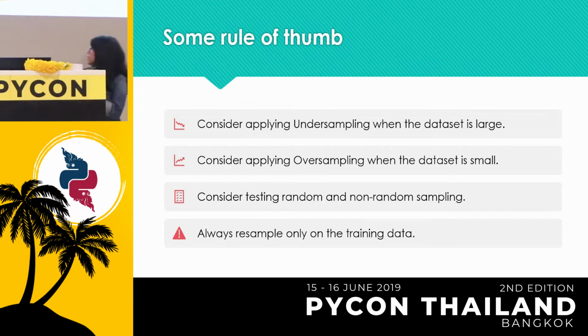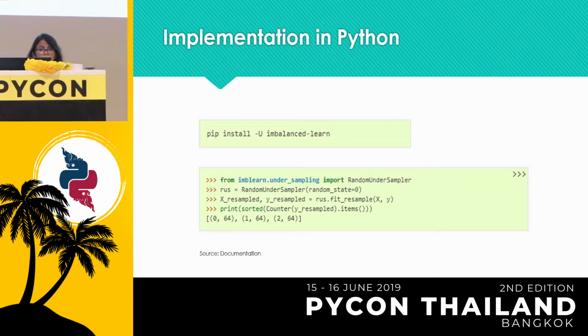I'm going to leave a little bit of code from the documentation. To use this, we can make use of the imbalanced-learn package. We can install it with conda or pip install. And here is a very simple implementation of undersampling of the data set. As you can see, it's very easy and straightforward to use.